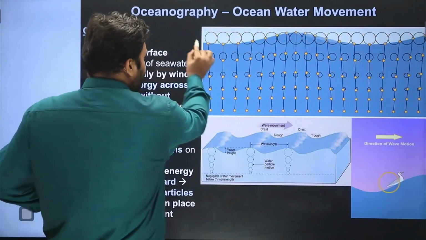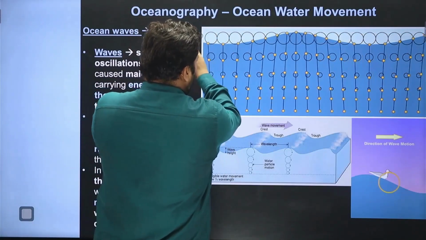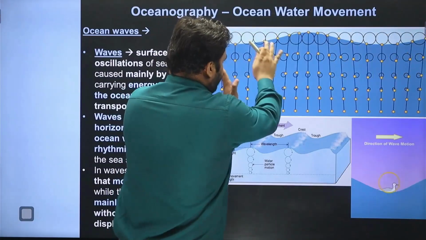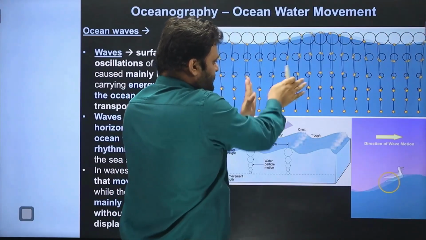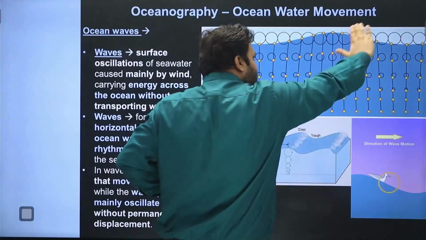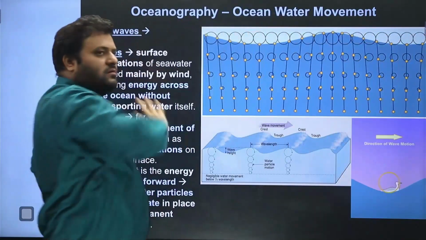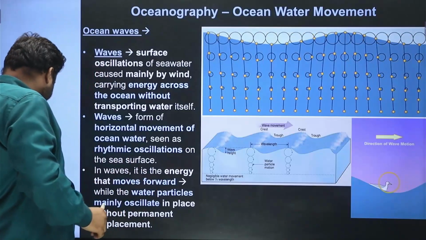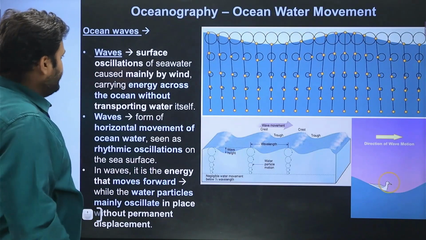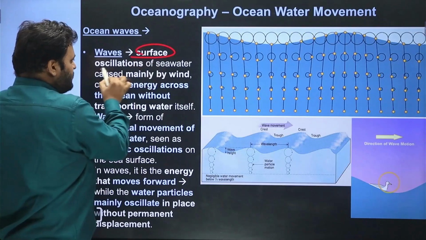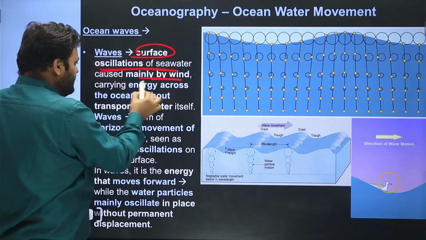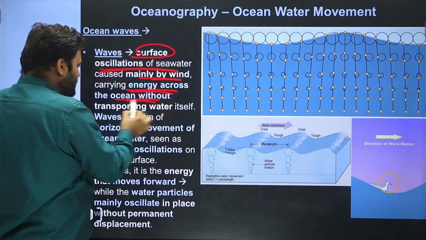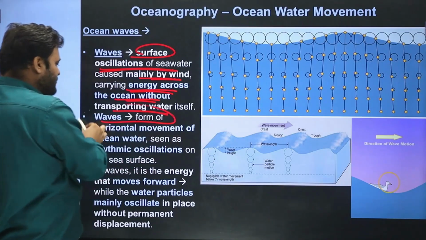this very first part is uplifted by the action of wind, then with the aspect of gravity, it is actually falling. So here there is a propagation of energy. There is no shifting of water mass here, guys. Whenever you have a surface oscillation of seawater, mainly by wind, carrying energy across the ocean without transporting water itself, that is what waves are.